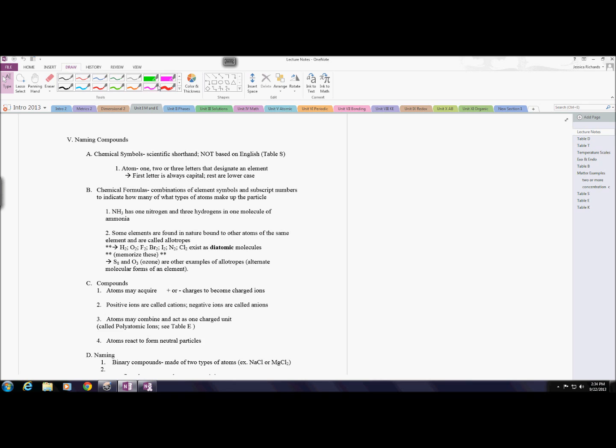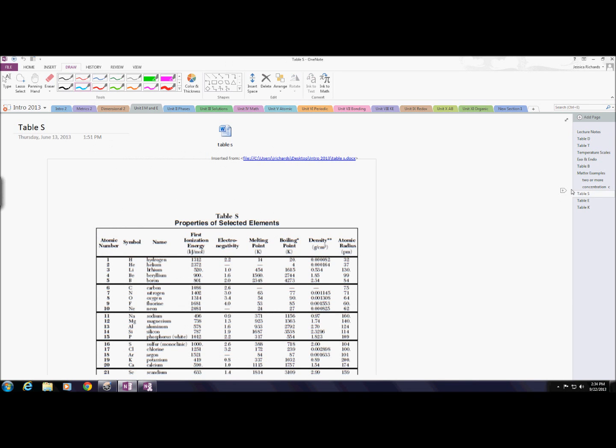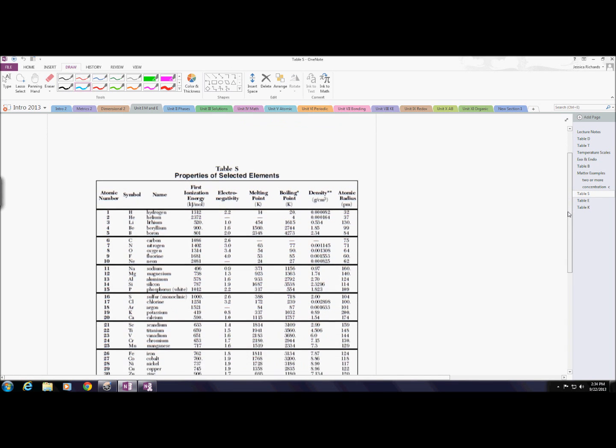Just quick review, the symbols that we use in chemistry are a shorthand. They are not based on the substances or the element's English name. They're based on the Latin names that all of the elements were first called by when scientists first started doing chemistry. And so again, use Reference Table S until you get used to them.